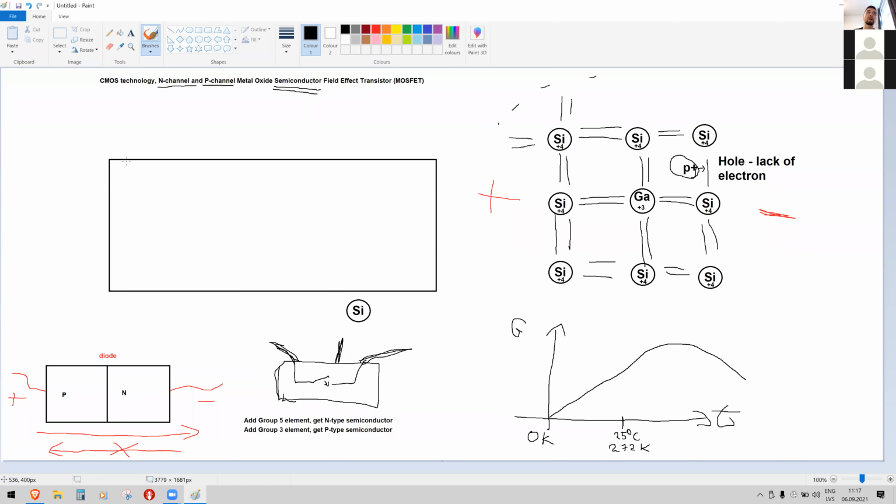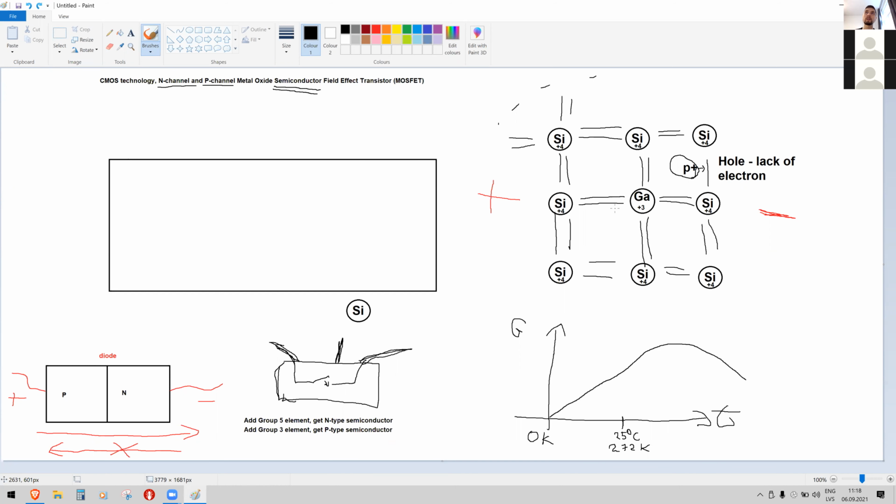And it can be easily done with a transistor in the following way, which scientists discovered in 1960s. I think it was when the first field effect transistor was displayed, and they do it in the following way. They make two pockets. Sorry, I'll start with the material.